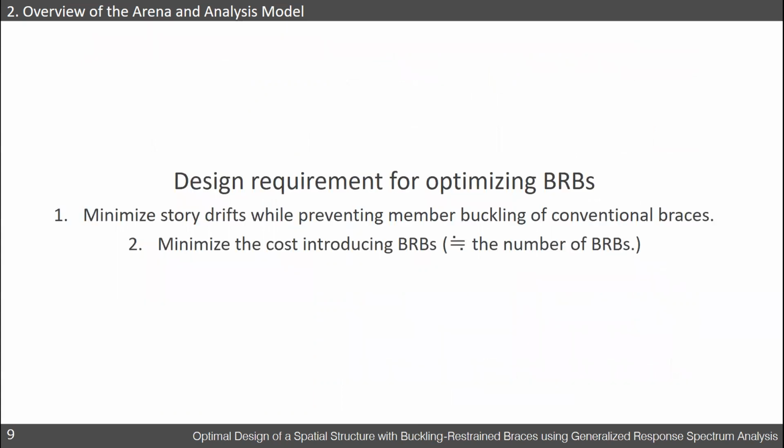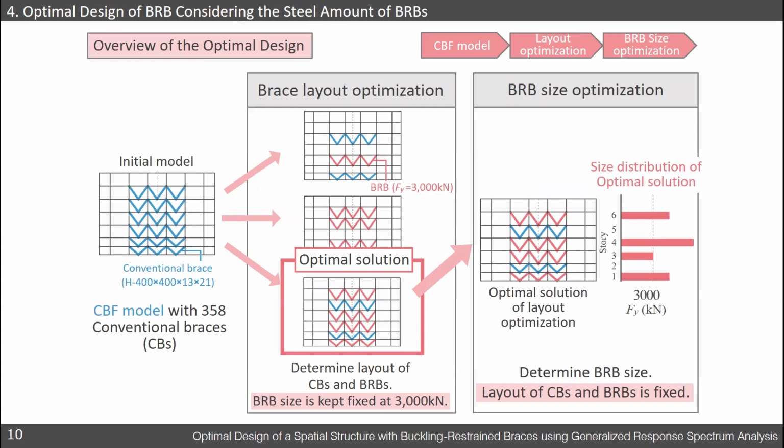Therefore, the design company asked us to find the best mix of conventional braces and BRBs by the GRSA-based optimization routine. Please note the numerical model has huge degrees of freedom and the existing optimization method using NLRHA is very time consuming and not realistic. The design requirement was to minimize story drifts while preventing member buckling of conventional braces and to minimize the cost introducing BRBs.